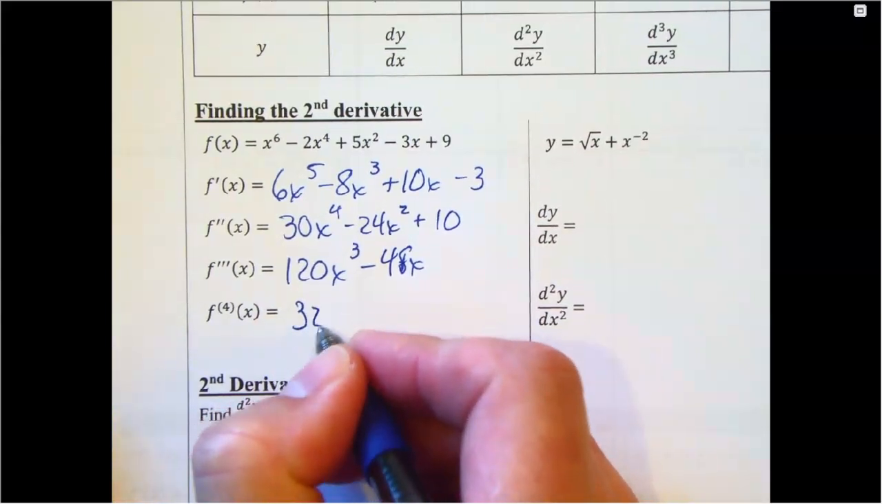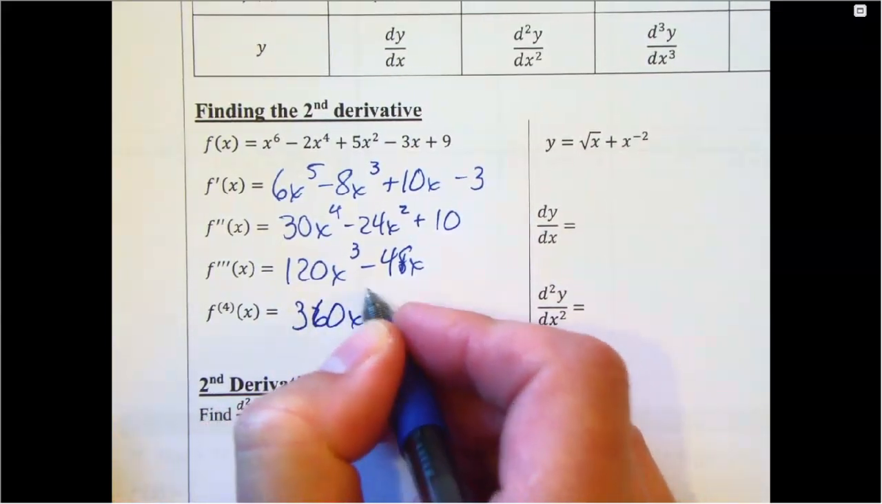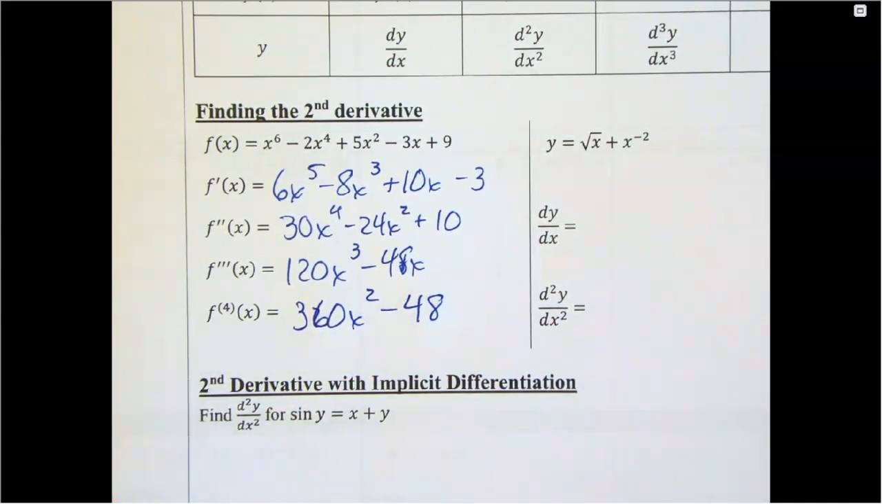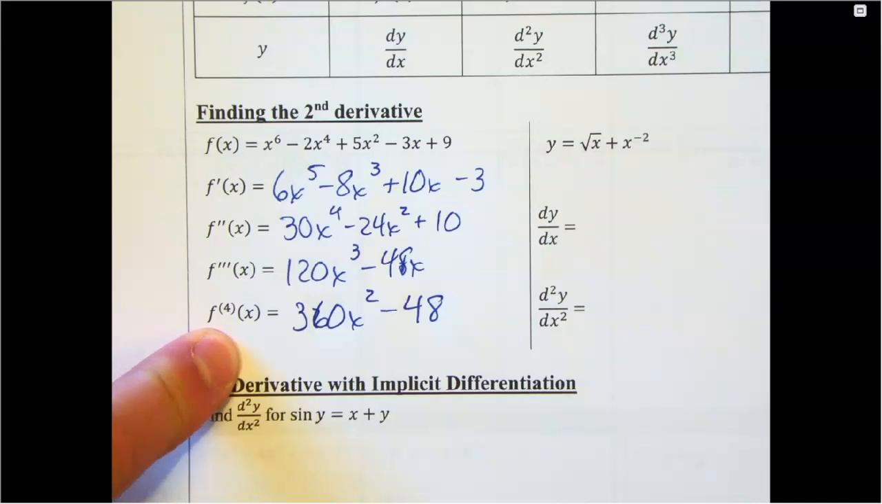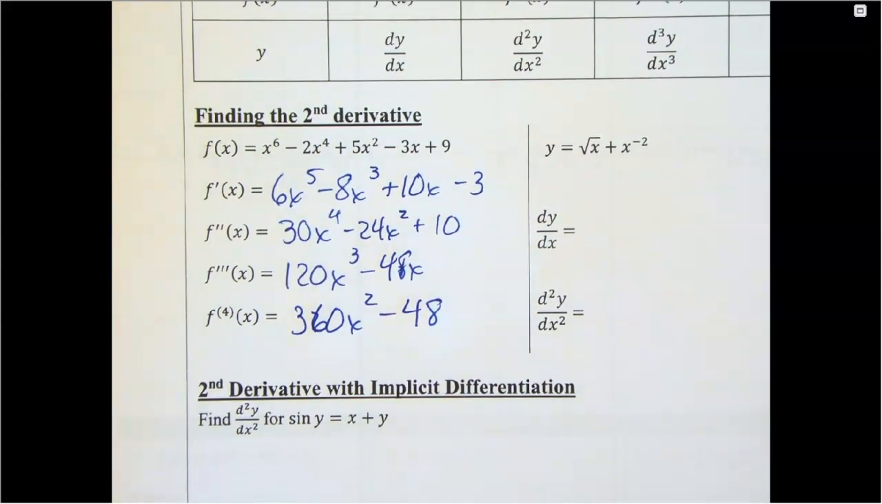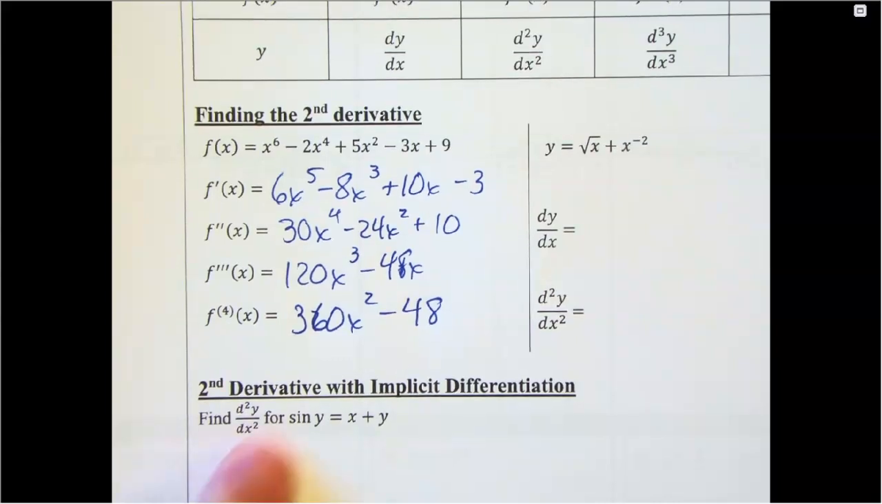Now take the derivative of that. So 360x squared minus 48. This doesn't work with everything, because sine and cosine, for example, just go back and forth. But if I kept going with any polynomial like this, what will I have to end up with eventually? 0. Because eventually this is going to be an x squared, then it's an x, and then it just disappears. Sine and cosine don't work that way, because you just bounce back and forth. But some of these do.